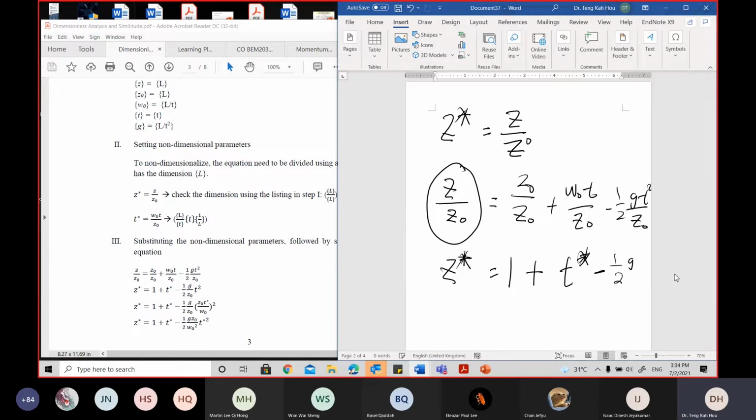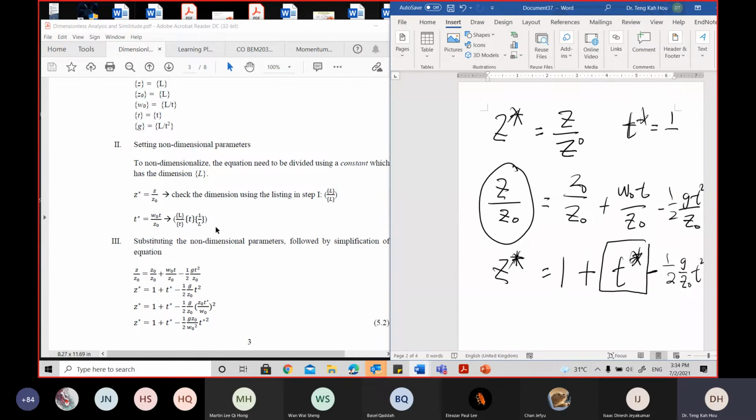Half g z naught t squared. Okay, so you need to turn your t squared into t star, because you made the assumption about t star. Sorry, just let me clarify. Because in this case, I would say that you don't have the fixed answers.